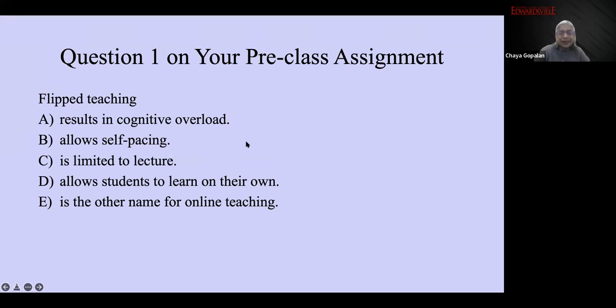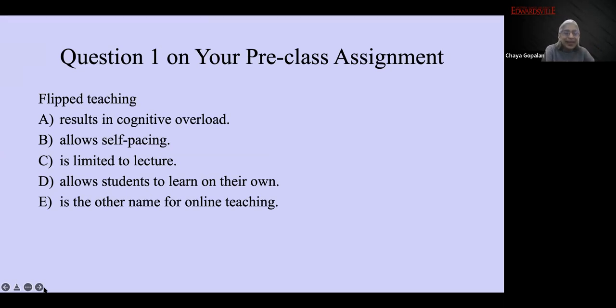No, D is not. Allow students to learn on their own? Well, initially, yes, but later on, what? You are there to guide them. Okay, it's not by themselves. Okay, I see B, B and D, B, B. Many of you picked B, and those with B, yes, pat your backs. You got it right. Very good, very good.